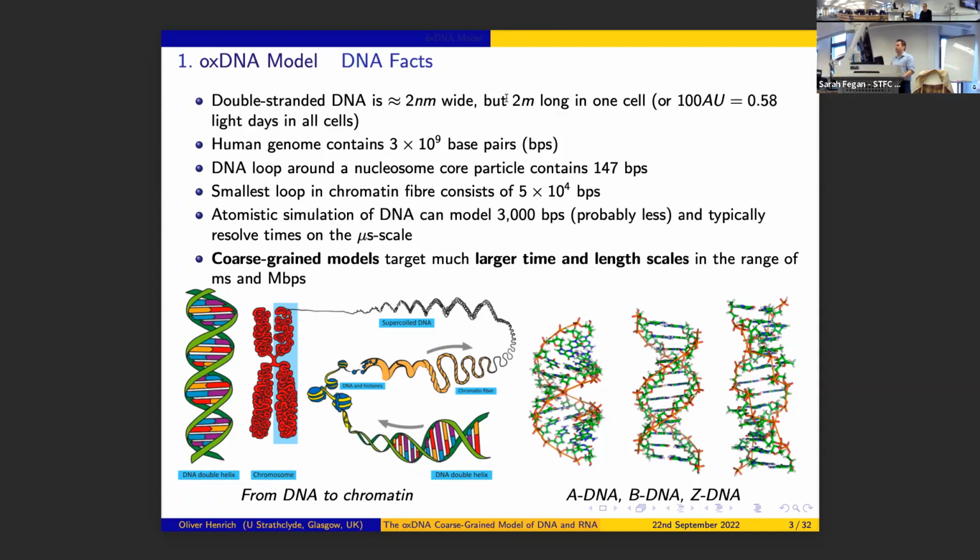Yeah, the stupid molecule. So the stupid molecule consists of base pairs. You've got about 3 billion in one of your cells. Base pairs, that's the human genome, and the structure is roughly shown here at the bottom.